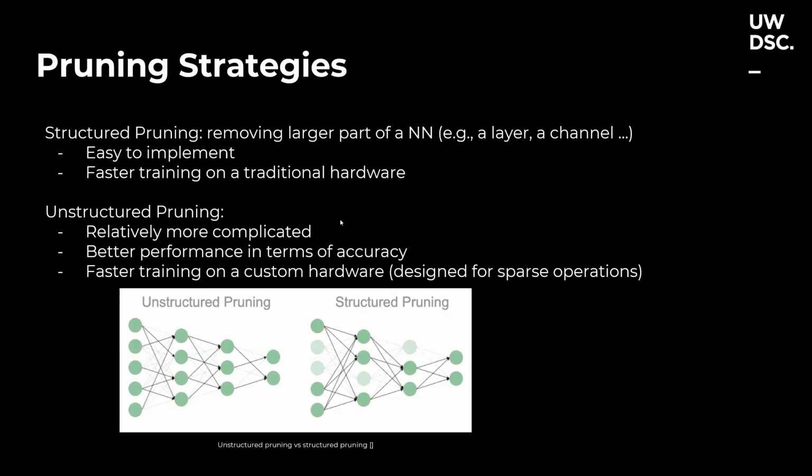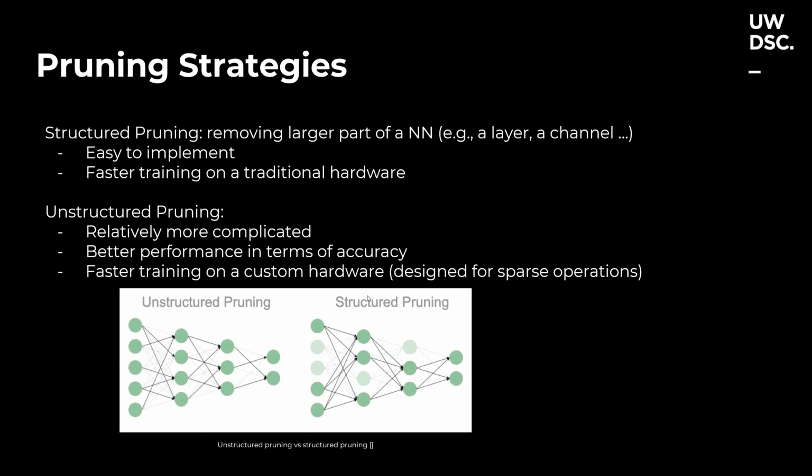And structure pruning is very easy to do, because you're just removing a row, and you do not need to worry about other things, such as how to make it faster when it is multiplying by zeros. And also it is very easy to implement.